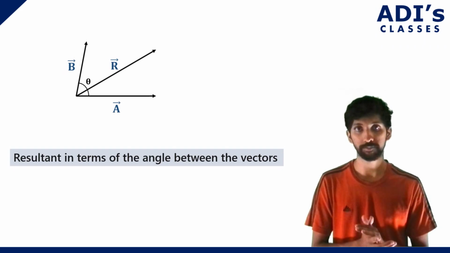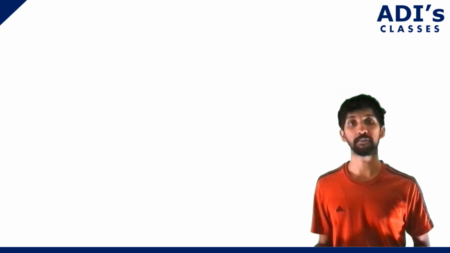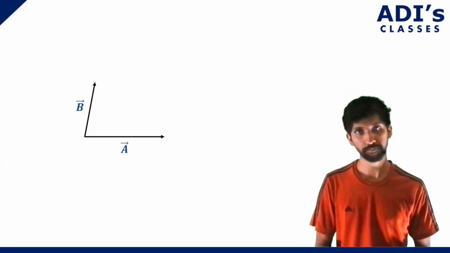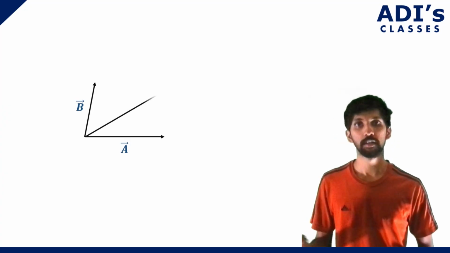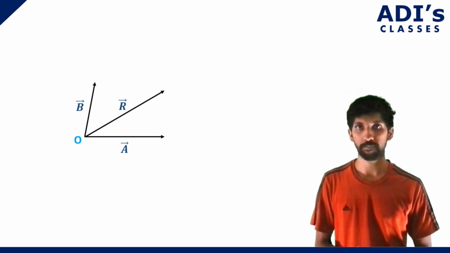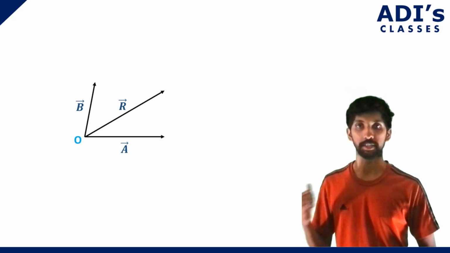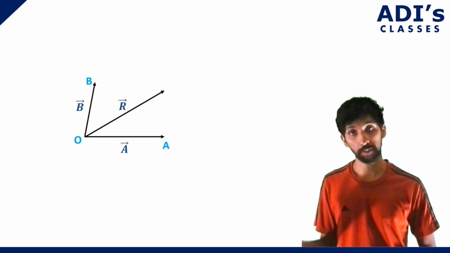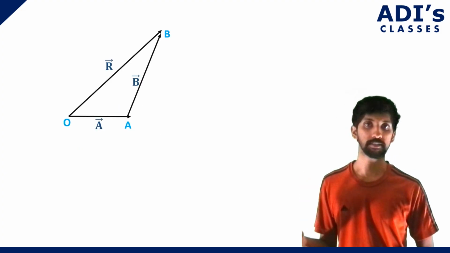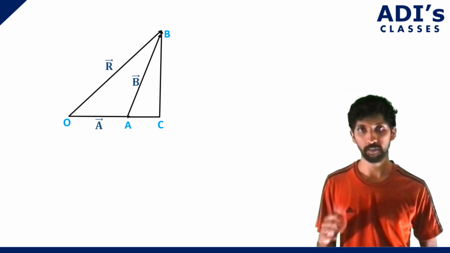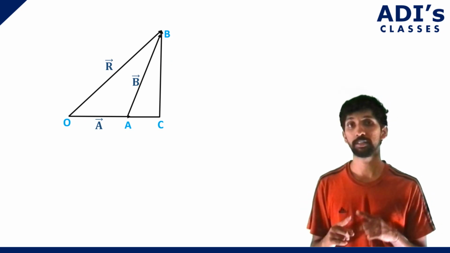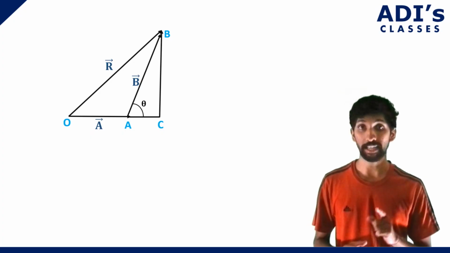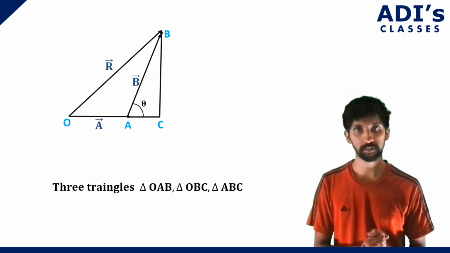Okay, now let's do the derivation. You have vector A and vector B. Remember, the parallelogram law can also be taken as the triangle law, correct? So you have vector A and vector B, and the resultant vector R. Let's call this OAB. From B, we drop a perpendicular. Let's say that point is C, and you join AC. Now we have one triangle OAB, another triangle OBC, and one more triangle ABC. So we basically have three triangles.